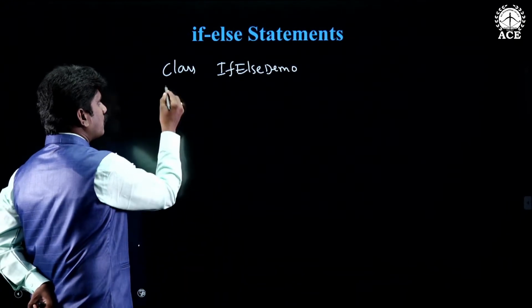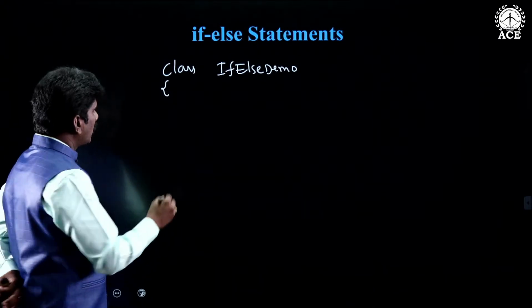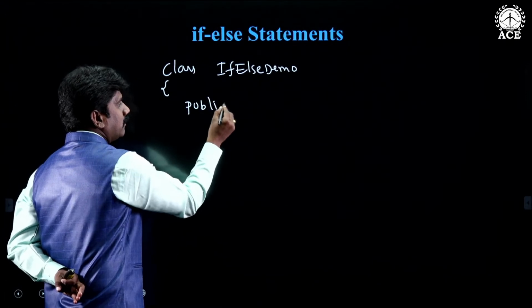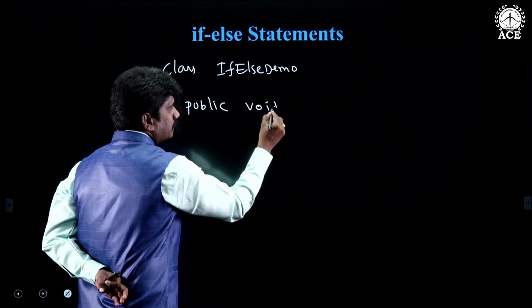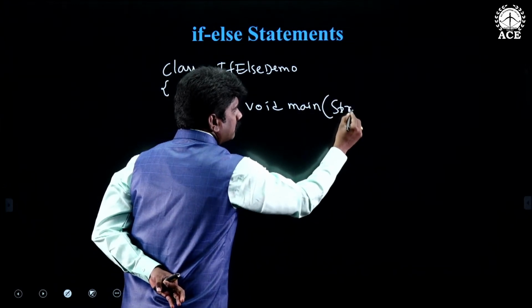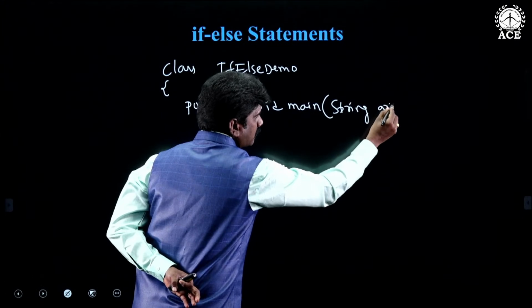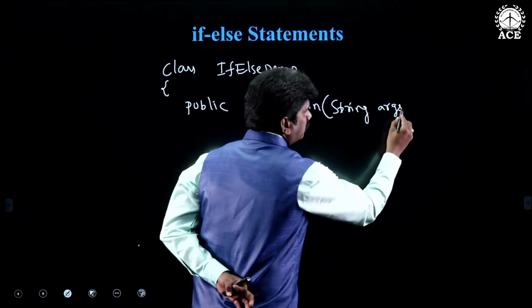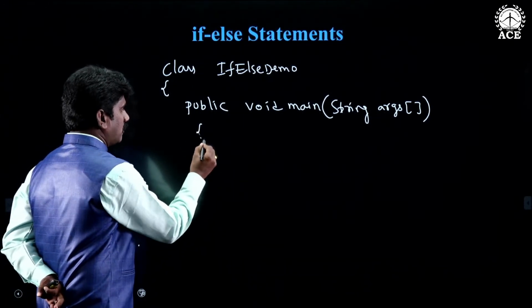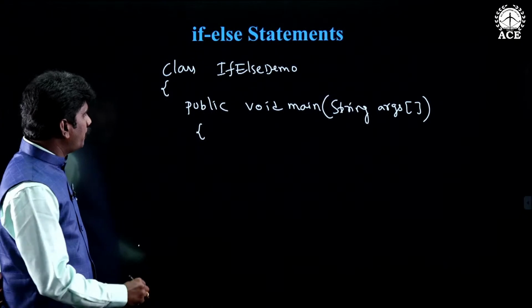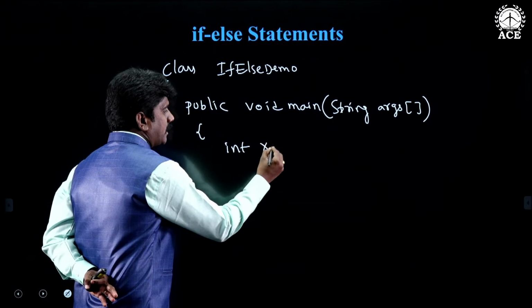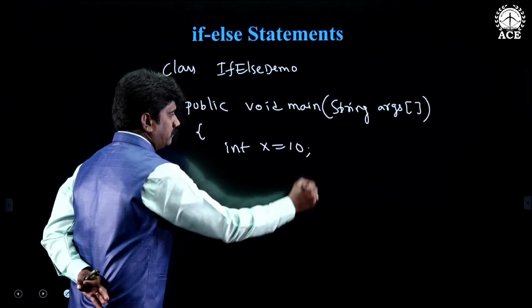and after the class, we have to take the main method. How will the main method be? Like public void main, String args of an array. And after this, I would like to take one variable like int x is equal to 10.